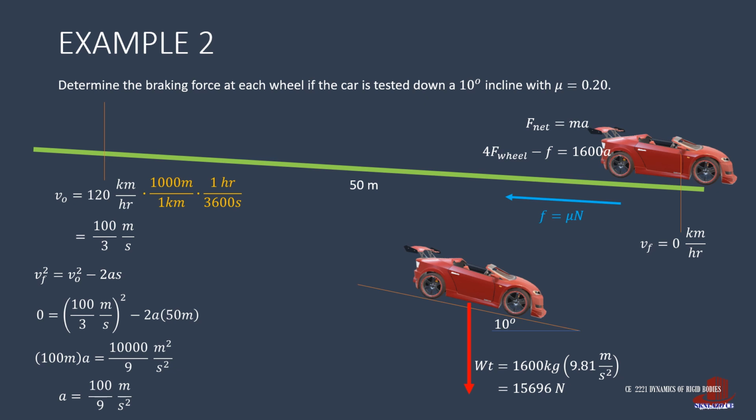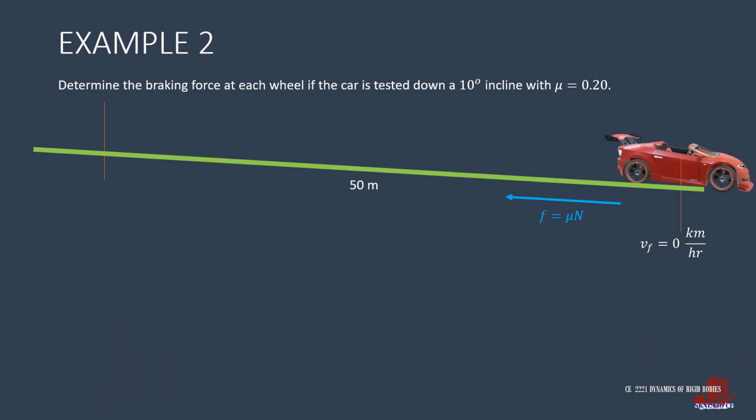15,696 newtons. The normal force is taken from the weight but perpendicular to the surface, so it is taken as the weight of 15,696 times cosine of 10 degrees, resulting in 15,457.54 newtons. Friction as mu times normal force is computed as 0.20 times 15,457.54 newtons to have 3,091.51 newtons.